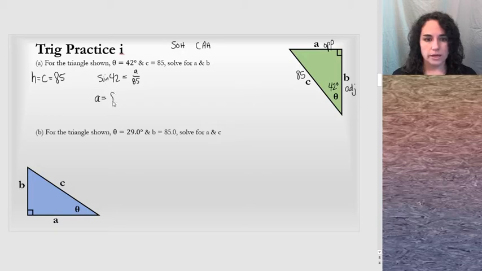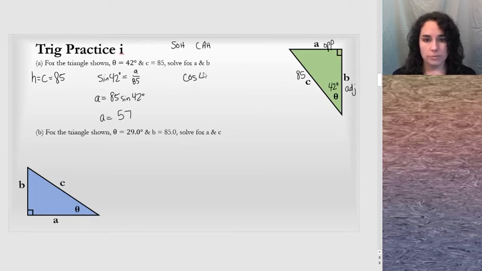I'm going to multiply by 85 on both sides. You can do a little bit of algebra here, sine 42 degrees. And when I plug this into the calculator, you will get A is 57. You round it off, 57. Okay. So that's easy enough.